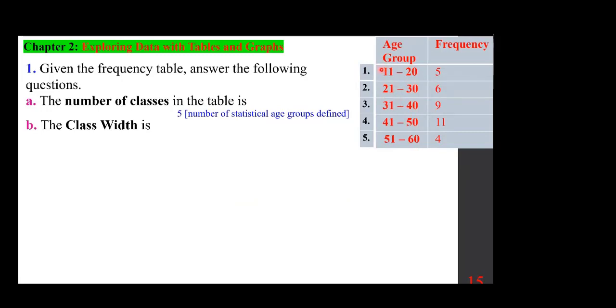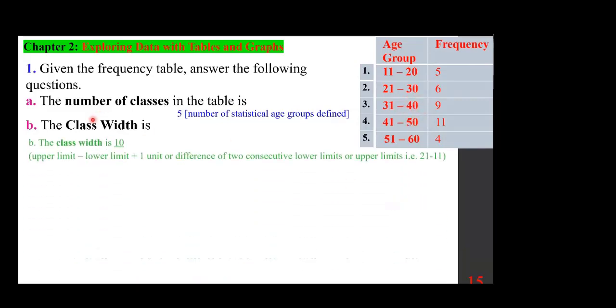However, you may even choose one class, any of the classes that you look at. For example, the first one goes from 11 to 20. Then you have to use the upper limit, in this case is 20, minus lower limit, in this case is 11. And then you add 1 unit. Unit could be 1, 0.1, or 10,000, resulting in 10 as a width.